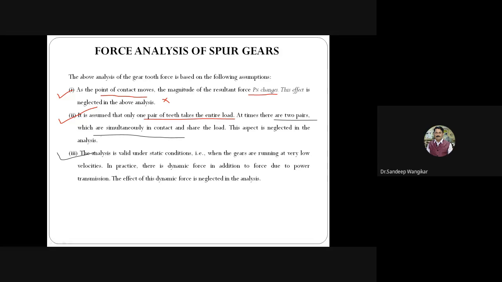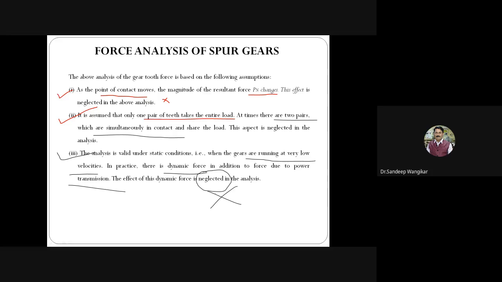Third one, the analysis is valid under static conditions. Static does not exactly mean stationary. Static means stationary is one concept, but the other concept is when it is running at a very low velocity. But in practice, if the gear is rotating at 1000, 1500 RPM, then dynamic forces will act due to the power transmission. And the effect of these dynamic forces is also not considered, neglected in the analysis. So these are the three assumptions made.